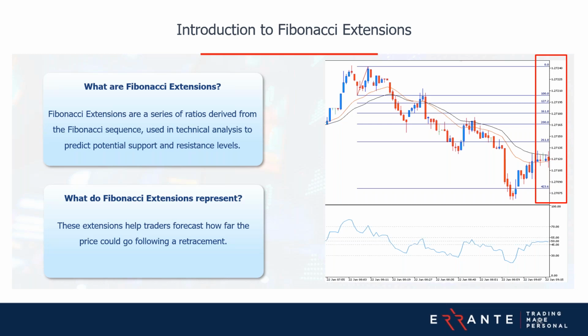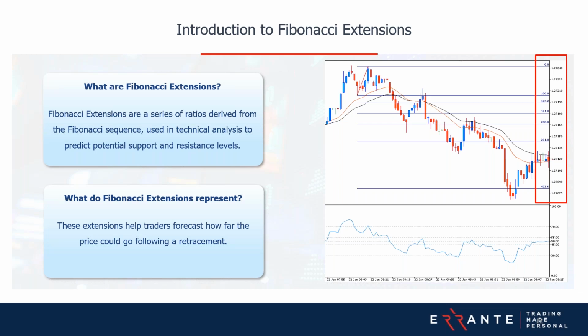These ratios include 61.8%, 100%, 161.8%, 261.8%, and sometimes higher levels like 300, which is not a Fibonacci level, but traders usually consider it an important key level, and also the 423.6%, which is derived from the Fibonacci sequence. These are used in technical analysis to predict potential support and resistance levels.